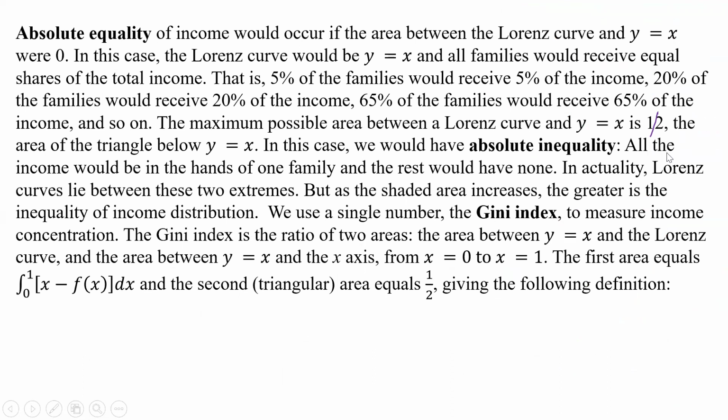All right, so at that extreme, all the income would be in the hands of one family and the rest would have none. In actuality, though, the Lorentz curve lies between those extremes, between 0 and 1, so between absolute equality and absolute inequality. And we use a number called the Gini index to measure the income concentration. This is a ratio of two areas: the area between y equals x and the Lorentz curve, and the area between y equals x and the x-axis, going from x equals 0 to x equals 1.